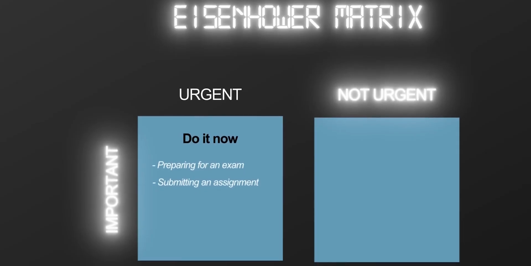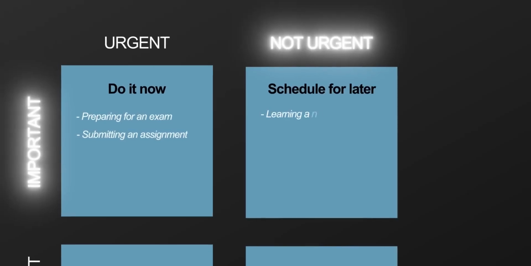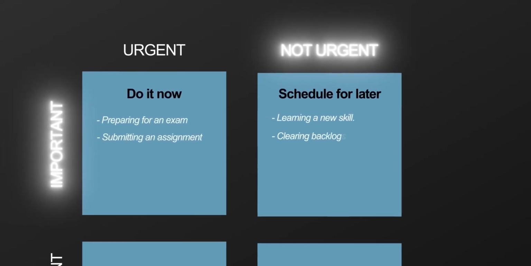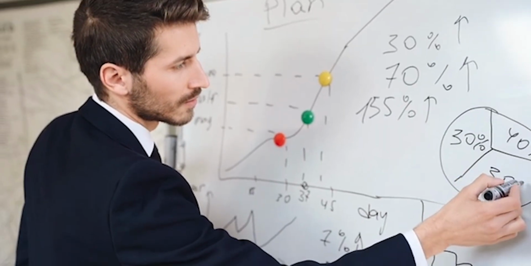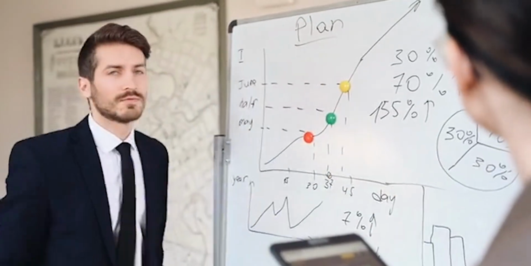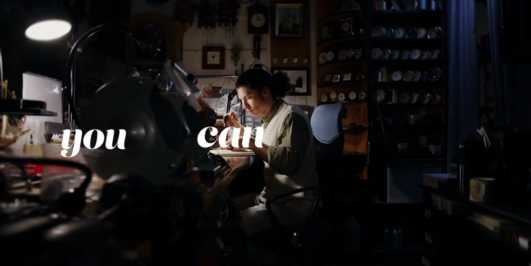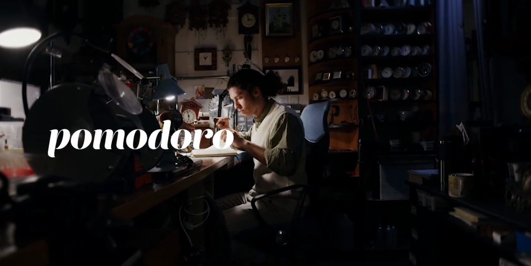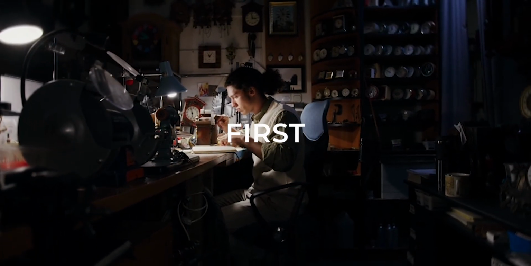This is the schedule quadrant, where you place tasks that are important for your long-term goals but not urgent. Since these tasks don't require immediate action, you can plan them for later. Tackle these tasks right after dealing with those in quadrant 1. To stay productive, you can apply time management strategies like the Pomodoro technique. I have covered this in my first video.